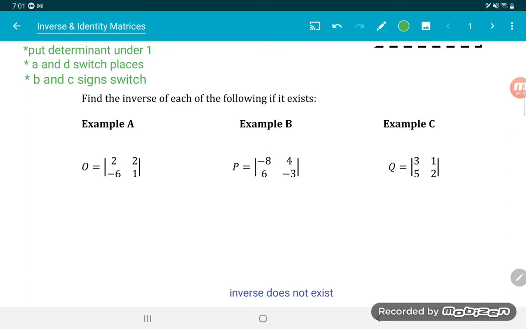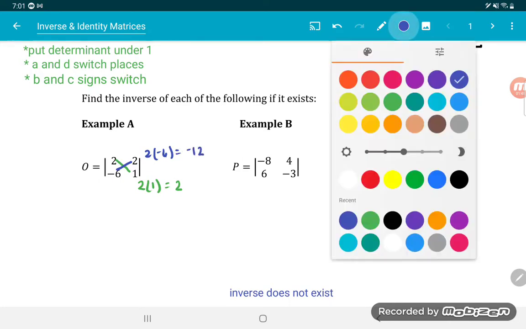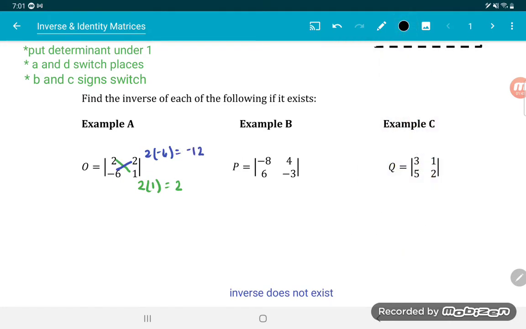So for example A, B, and C, we're going to find the inverse of each of the following if it exists. First thing we do is we take A, which is 2, negative 6, 1. We take 2, multiply it by 1. 2 and 1 are A and D. B and C are 2 and negative 6. And that gives us a negative 12. 2 minus a negative 12 equals a positive 14.